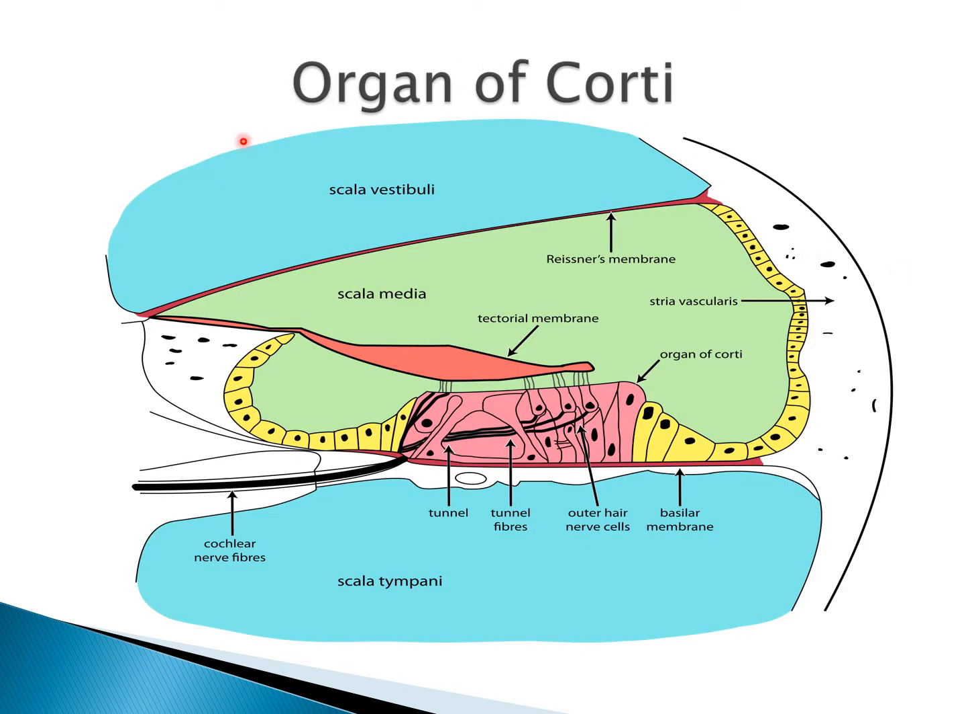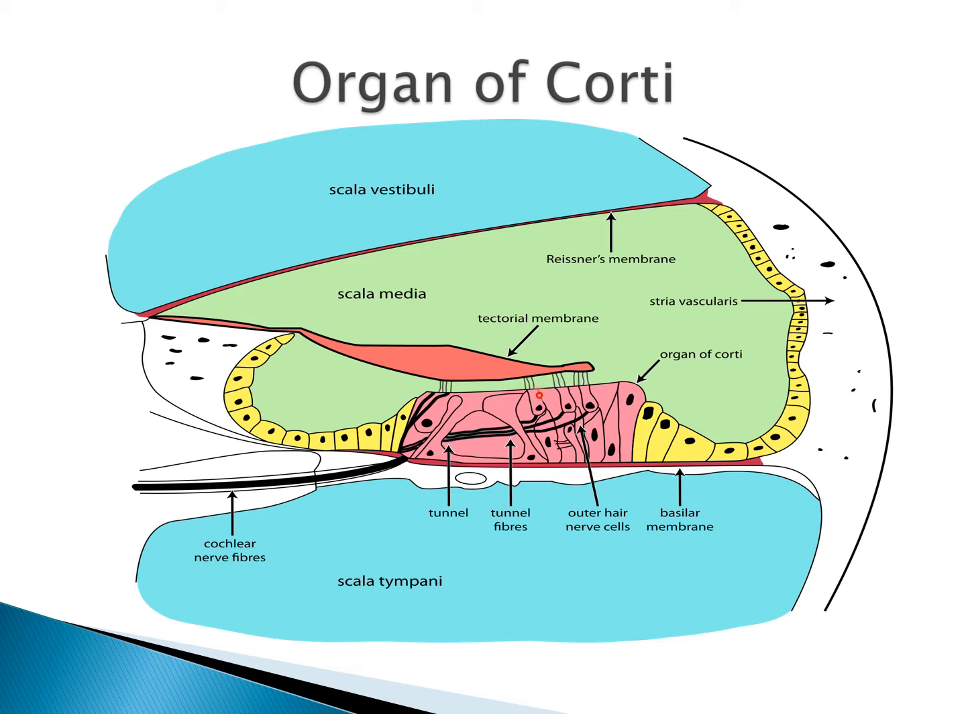So before we actually see how we hear, something about the organ of Corti. Now, this is a detailed pictorial representation of the structure of the organ of Corti. And here we can see that this green part is the scala media of the cochlea or the cochlear duct, which is a part of membranous labyrinth. So in this scala media, this organ is situated, which is the sense organ of hearing. This is organ of Corti.